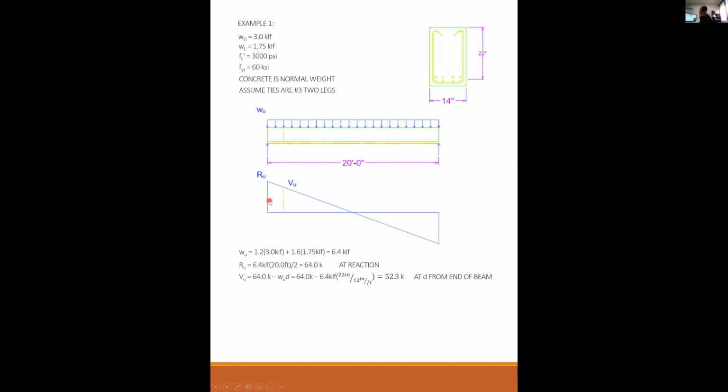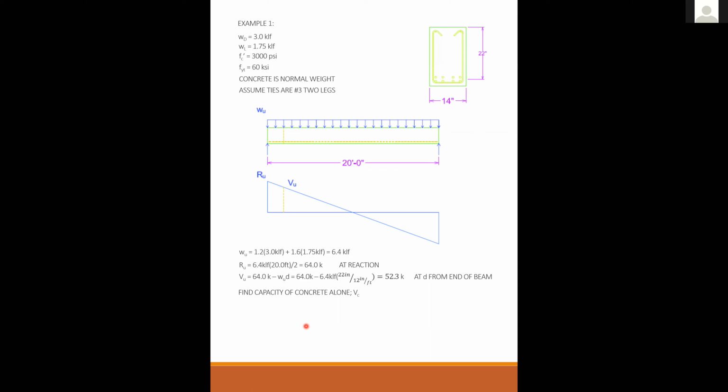Okay, and this is how I've got it labeled. So at a horizontal distance of d, this is R_u at the end. This is my design V_u at this point here. That's 52.3 kips. Any questions so far?